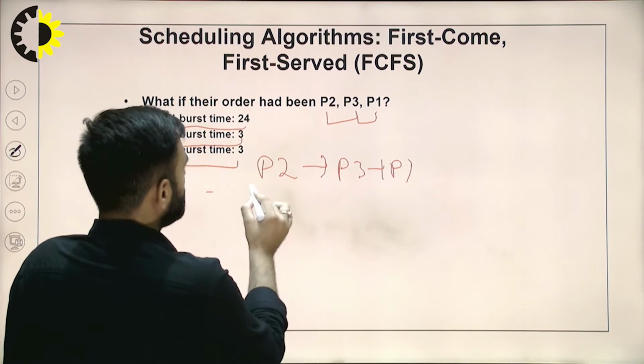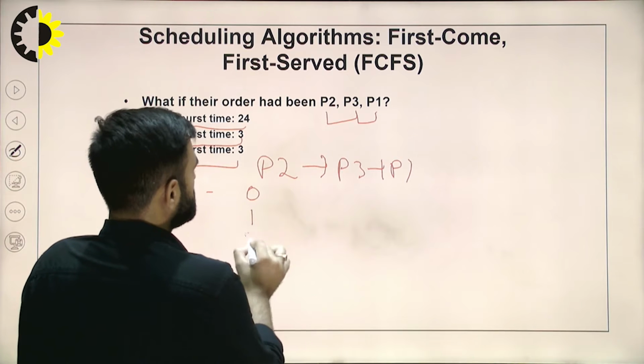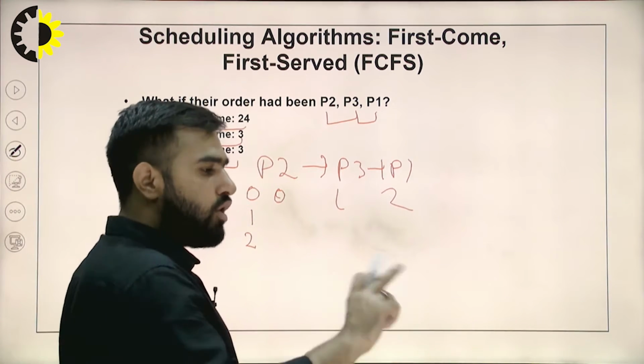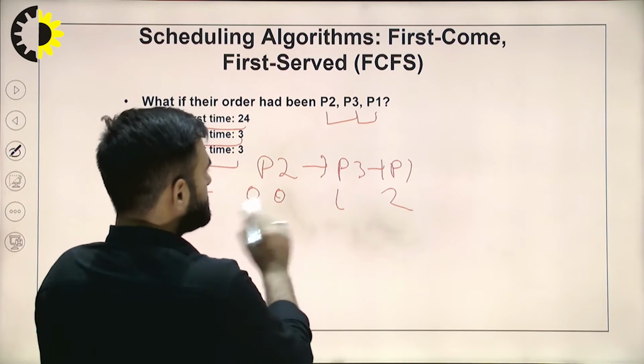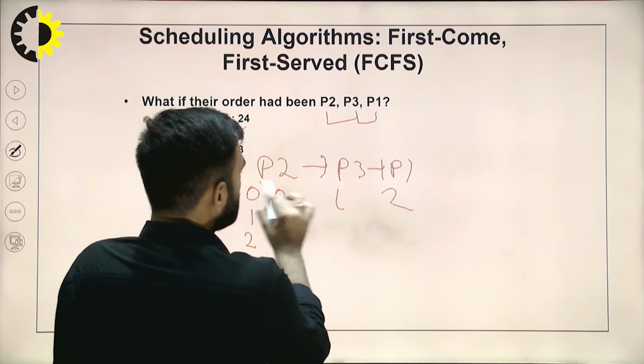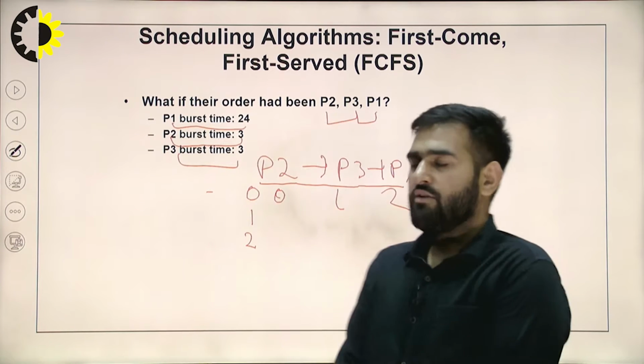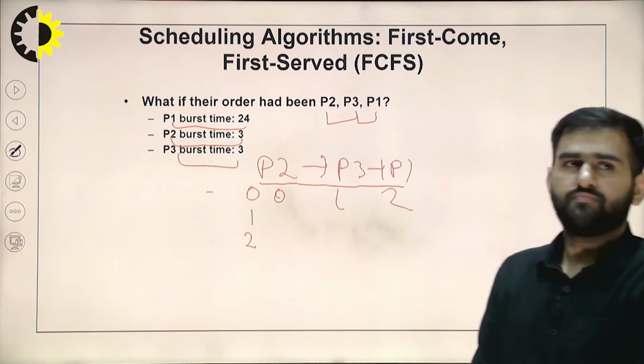Maybe they arrive at 0, 1, 2, or all at 0 at any point of time, but the sequence of arrival is different now. It is P2, P3 and P1. Now see the average waiting time and the completion time.